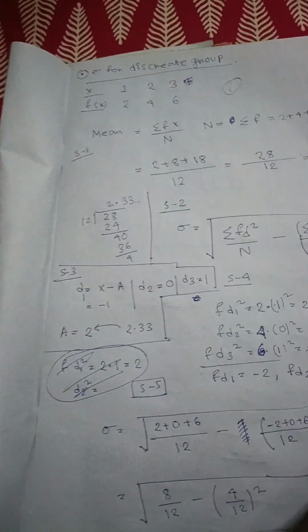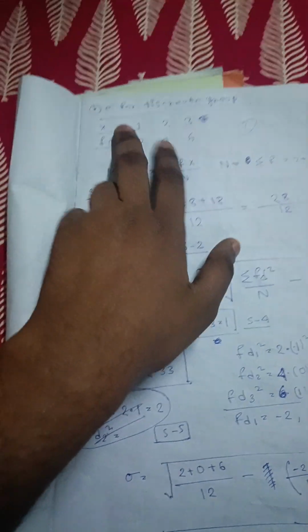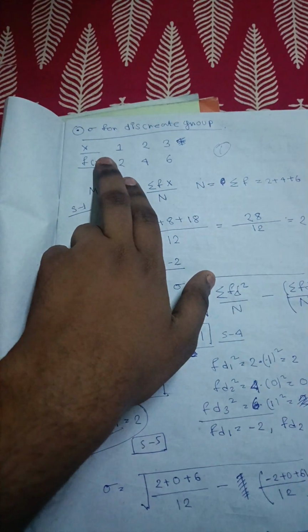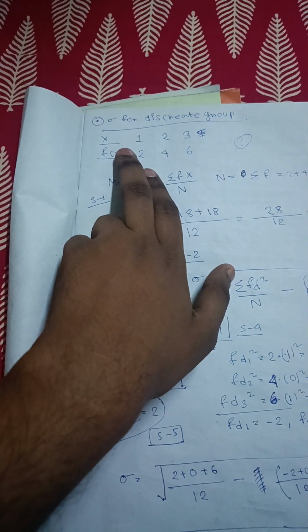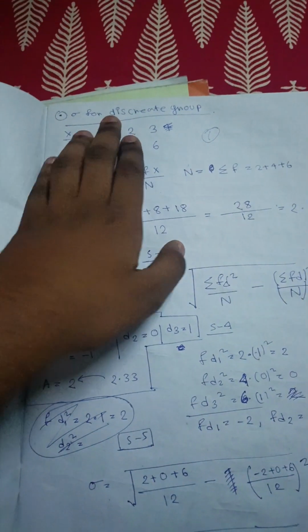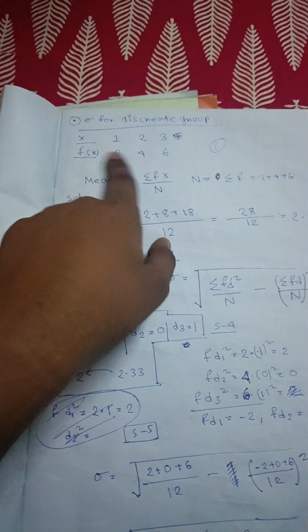So in the next segment of video, we're gonna talk about the SD, that is standard deviation of discrete group. As of now, we have seen or we have calculated the SD of individual series. From this video onwards, we're gonna study about discrete group, SD for discrete group.